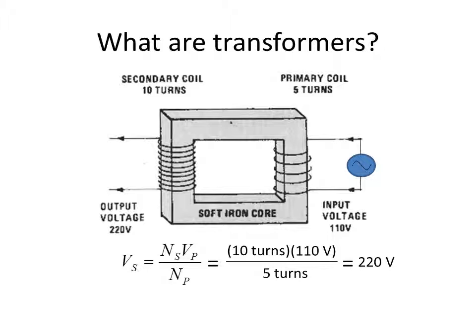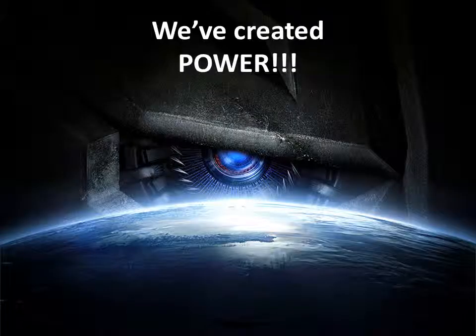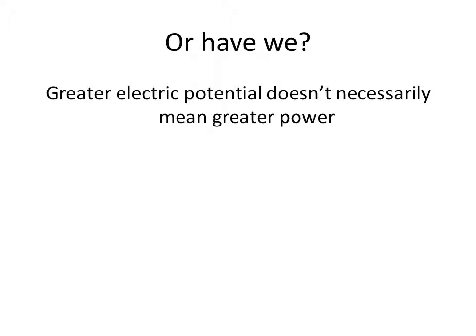Wait a minute. If power is linearly proportional to the potential, and if the potential across the secondary is greater than that through the primary, that means we've created power from nothing, defying the law of entropy. Or have we? Greater potential doesn't necessarily mean greater power. You will see in this week's lab that even though the electric potential increases, the power decreases as you transfer power from the primary to the secondary, because the current decreases.